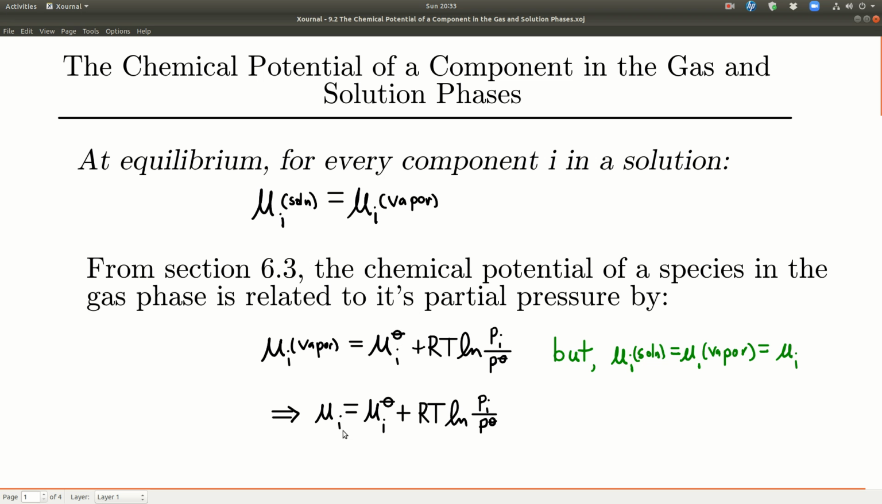But because the chemical potential of every component in the vapor phase is equal to the chemical potential of that component in solution, we could write this equation for the solution phase too, just as well. So we'll just call that mu sub I, the chemical potential, and it will apply to both the vapor and the solution phase. That means now we can write this. Mu sub I, the chemical potential of component I, is equal to the chemical potential of component I in standard states plus RT ln of the partial pressure of that component over the standard pressure, which is 1 bar. So remember this because we're going to use it in just 1 second on the next slide.